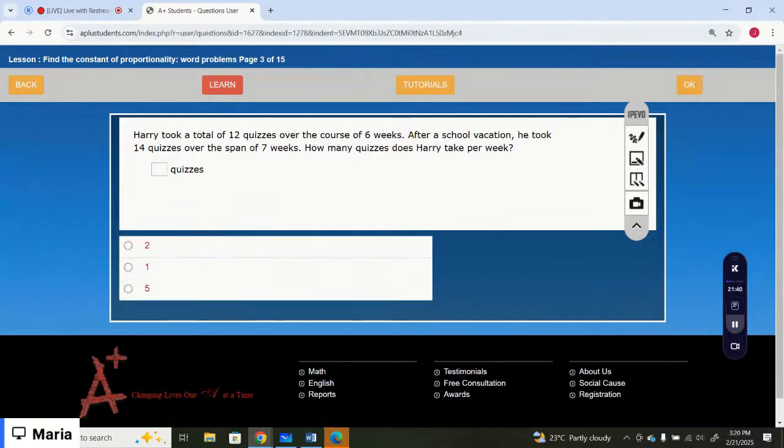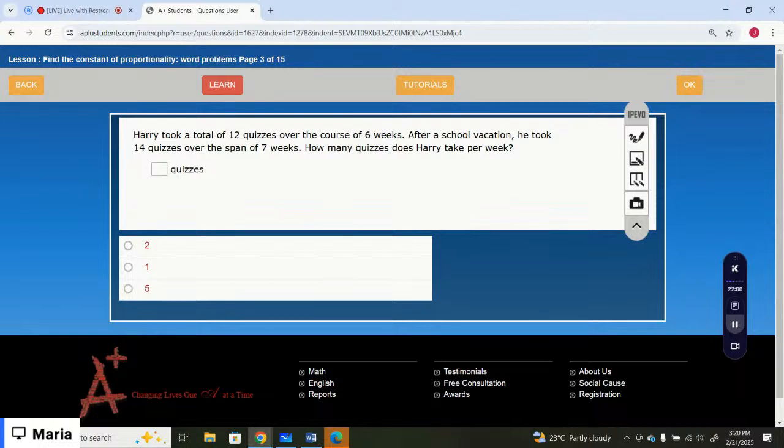Harry took a total of 12 quizzes over the course of 6 weeks. After a school vacation, he took 14 quizzes over the span of 7 weeks. How many quizzes does Harry take per week?